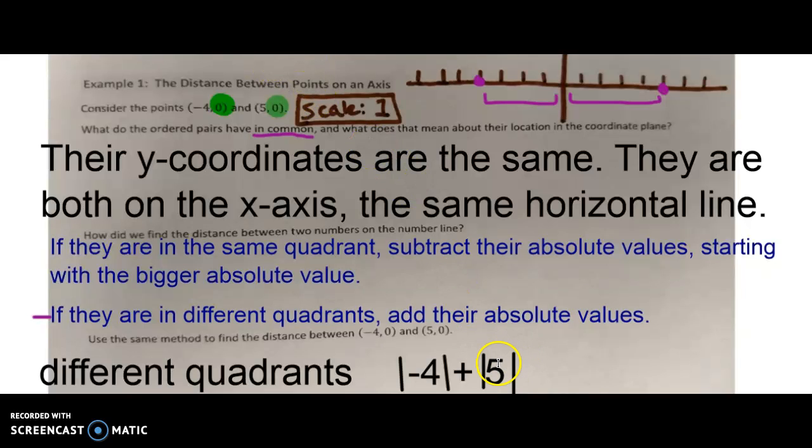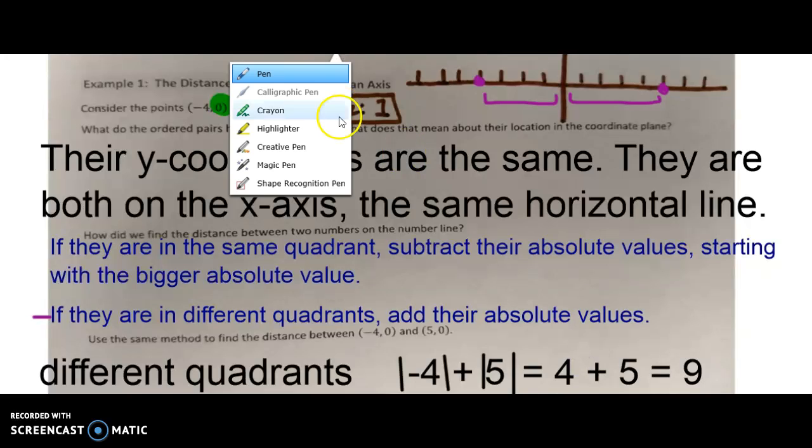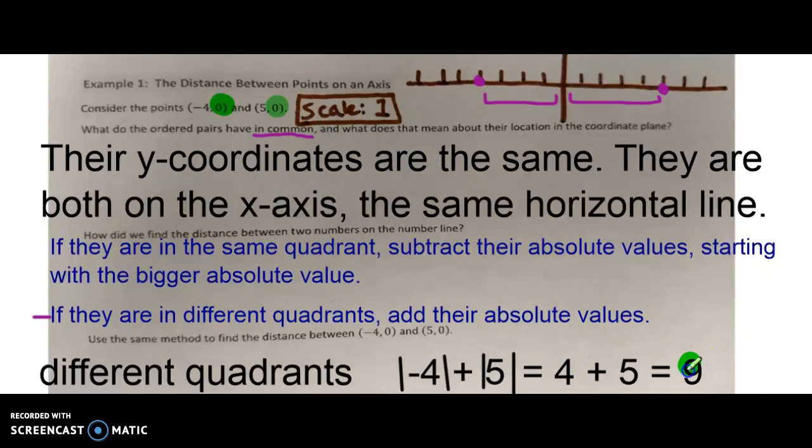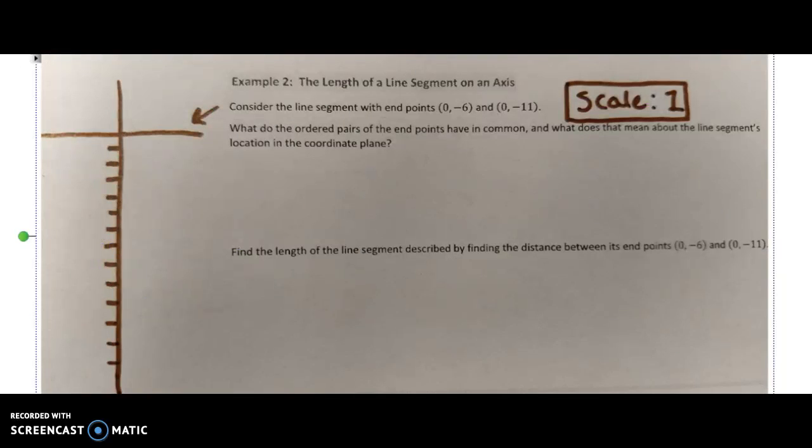So what is that going to equal? That is going to equal 4 plus 5, which equals 9. So my final answer here is going to be 9. And I can look up at the top and count just to be sure. So I have my 4 units plus my 5 units gives me 9.